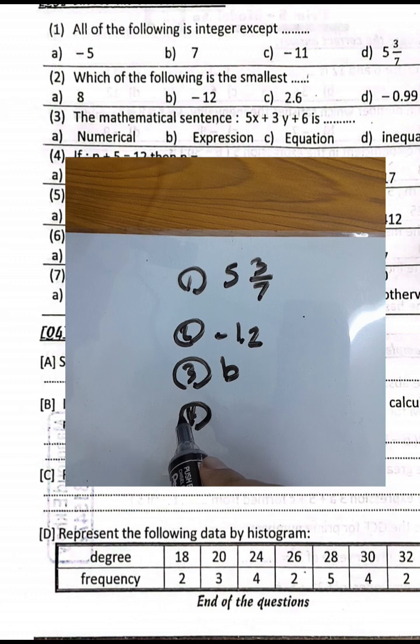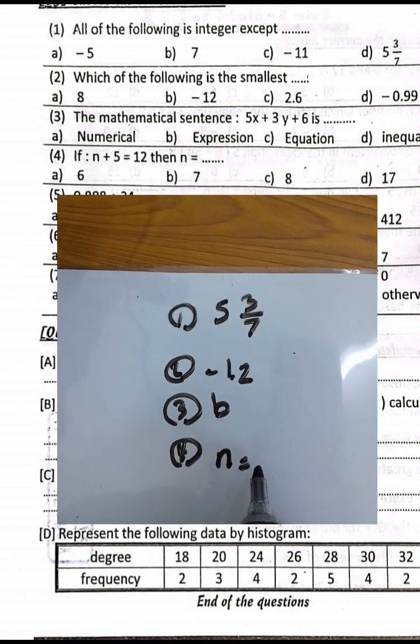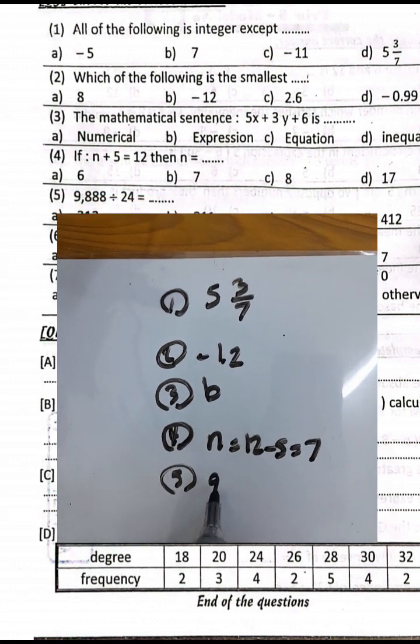Question number 4. If n plus 5 equals 12, then n will be what? Find the difference between 12 and 5. The result will be 7. Question number 5. 9,888 divided by 24 equals what?